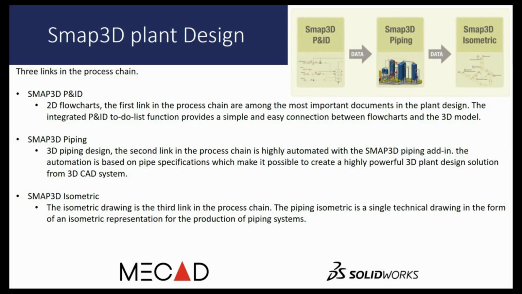SMAP3D Piping, 3D piping design, is the second link in the process chain and is highly automated with the SMAP3D piping add-in. The automation is based on pipe specification, which makes it possible to create highly powerful 3D plant design solutions from the 3D CAD system.